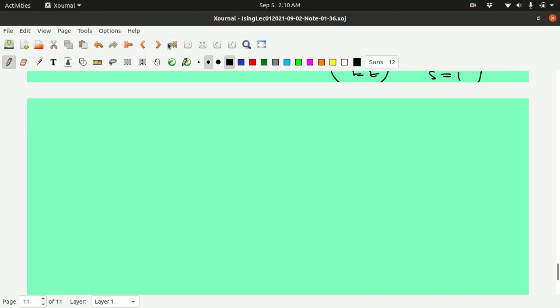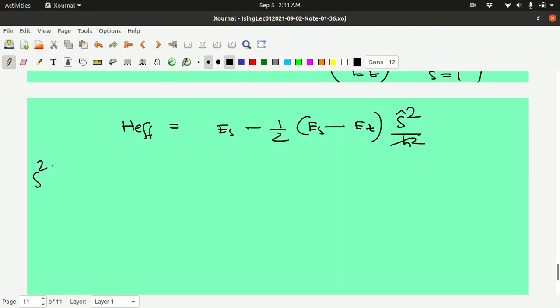So if you agree with this formula, then your H effective is equal to Es minus half of (Es minus Et) times S, and this S is the eigenvalue of S square. We know that the eigenvalue of S square will be equal to S into S plus 1 h cut square.